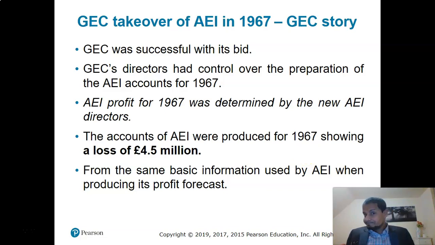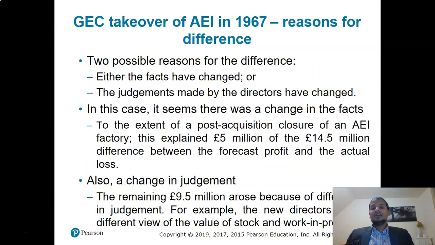And that's why the investors lost their confidence in the company's financial statements. Auditors are saying, yes, this is right, but actually they are not producing the correct information in their financial statements. So why can this big difference happen? Two ways it can happen. 14.5 million difference: either the facts have changed or the judgment made by the directors has changed.